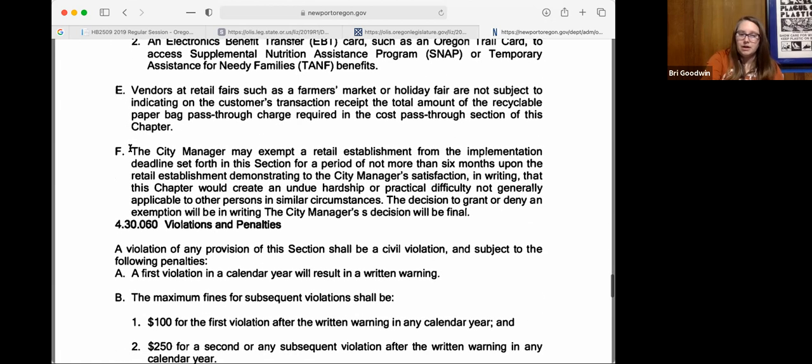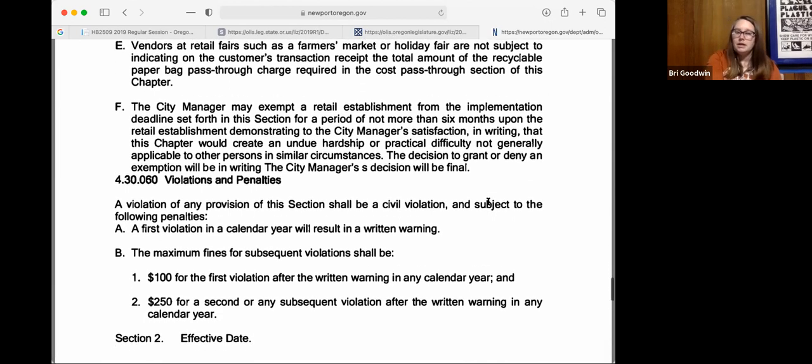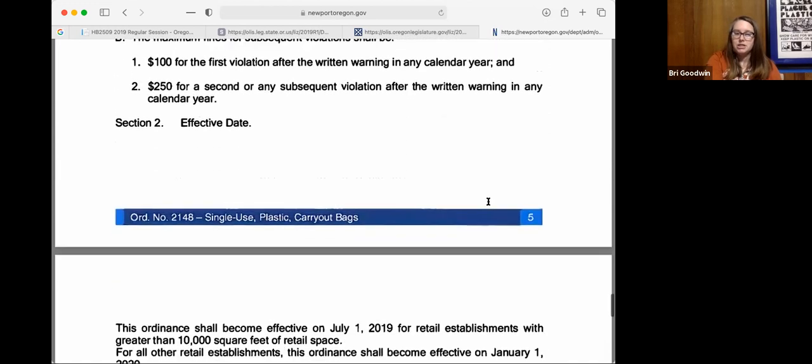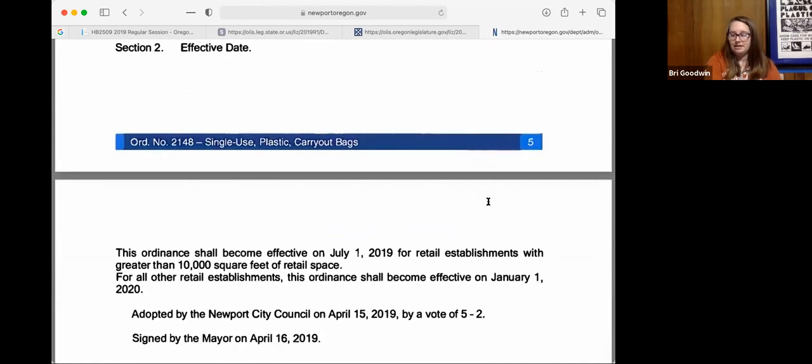And then there's also the hardship for implementation. So when this bill took effect, businesses could write to the city manager and ask for a 6-month extension if there's going to be some sort of hardship implementing this law. And then of course, there's the violation and penalty information and the effective date. And so sometimes the effective date is very soon after an ordinance is signed. Sometimes the effective date is longer.